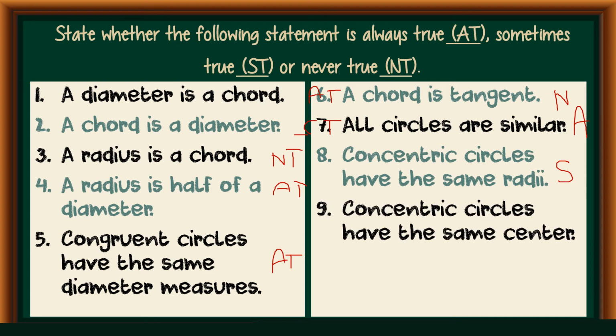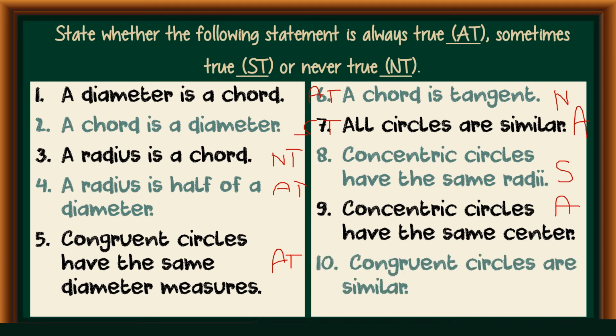Next, concentric circles have the same center. Of course, by definition. Always true. And the last one, congruent circles are similar. Yes, always. Because all circles are similar. Kasi hodang ano pa yan. Basta circle yan, similar yan. So, lalo na si congruent circle. Okay? I hope everything is clear.